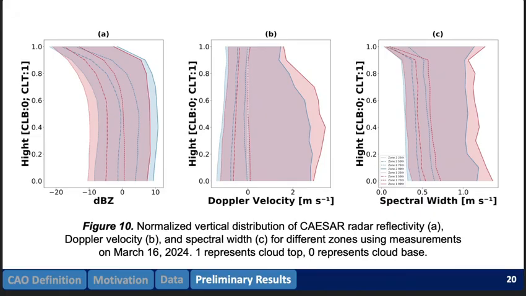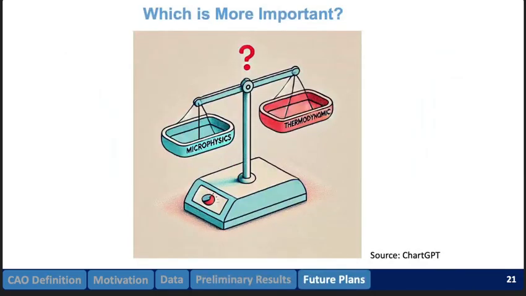So that's all the preliminary results here. We do see some differences between the different zones, different locations of these clouds, but now we don't know what process causes these differences, and which processes are more important. Is it the variation of the boundary layer height, the thermodynamic change of the boundary layer height, that can influence the cloud properties, or the microphysical properties within the clouds that lead to these changes? We are not sure at this moment, so further studies are required to investigate this.